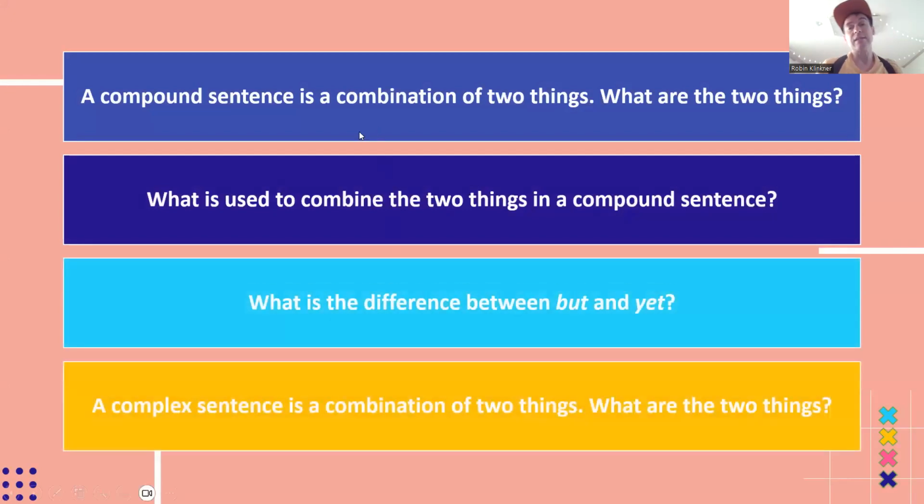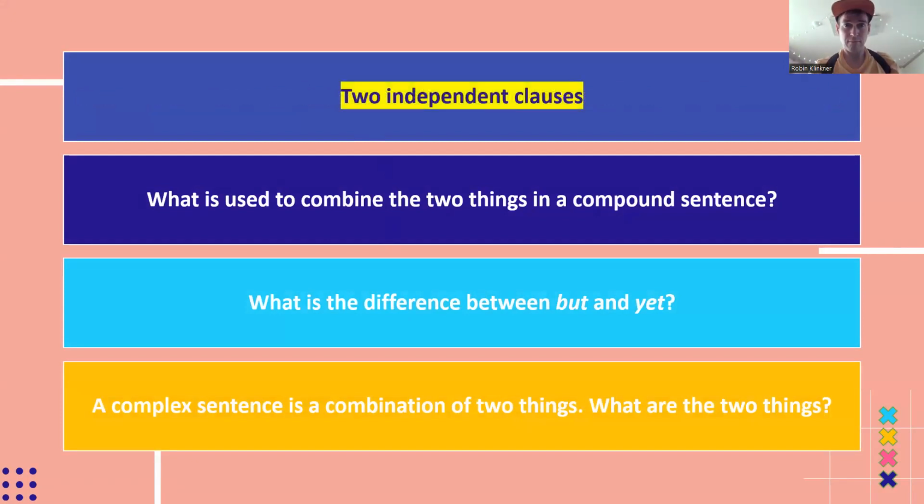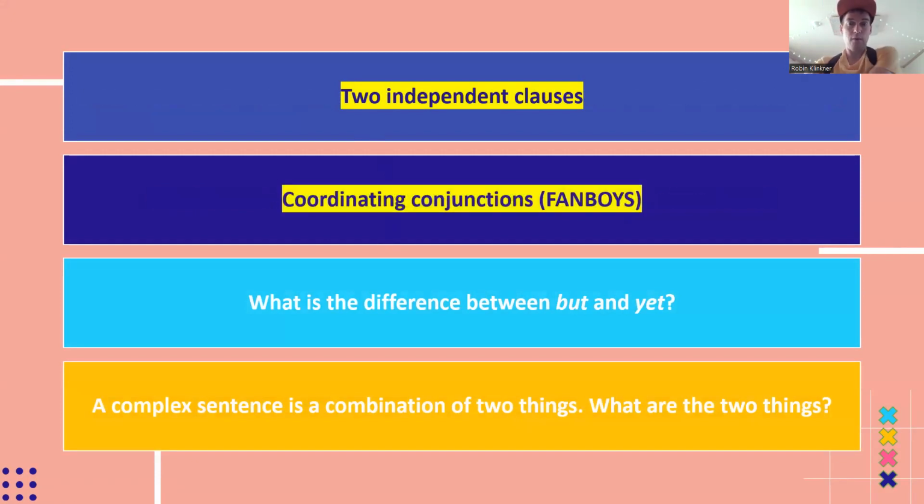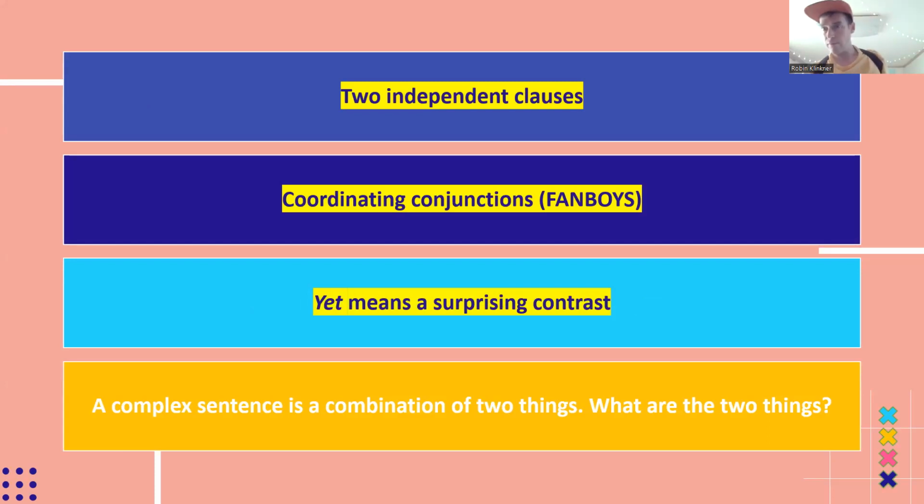4 more questions. A compound sentence is a combination of 2 things. What are the 2 things? Independent clause plus independent clause. How do we combine those 2 independent clauses? Fanboys: for, and, nor, but, or, yet. So what is the difference between but and yet? Which one is used for only surprising differences? Yet. But you can use generally for anything, any contrast or difference.